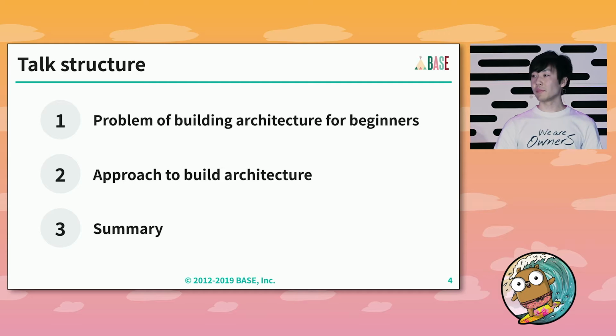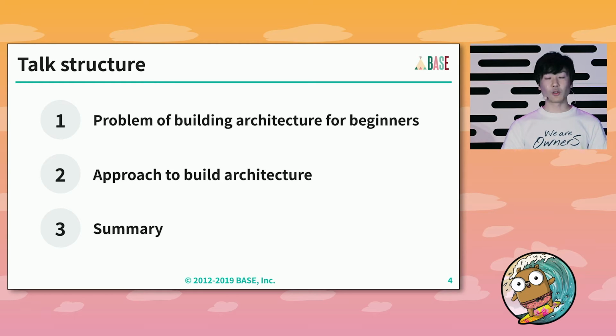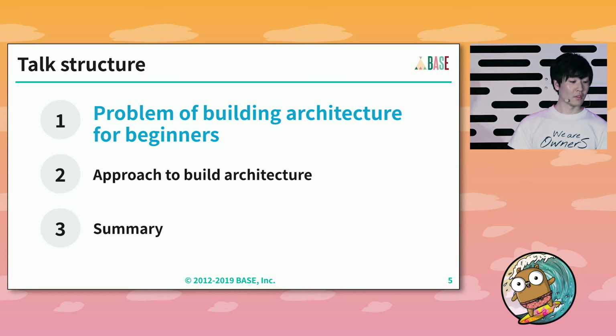My talk consists of three parts. First, I explain the problem of building architecture for beginners. Second, I explain an approach to build architecture. Thirdly, I summarize this talk. So let's move on to the first one, the problem.